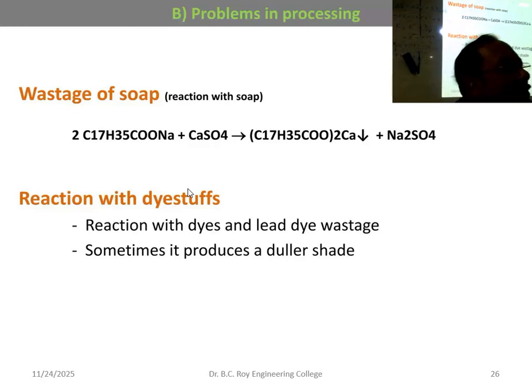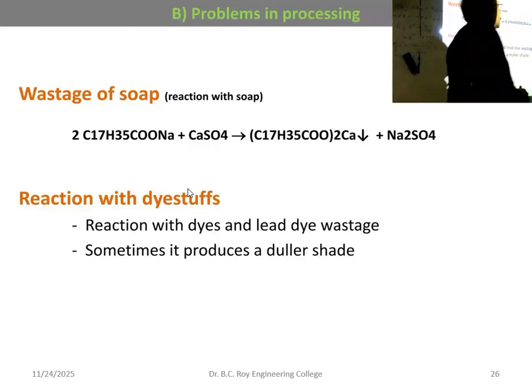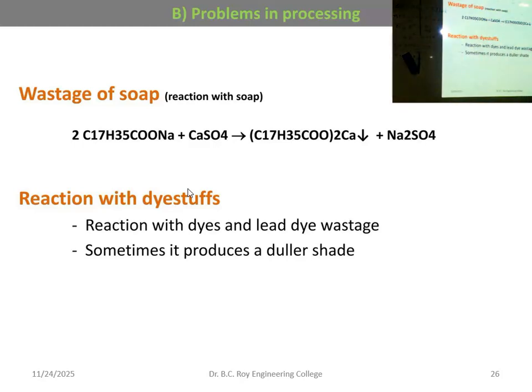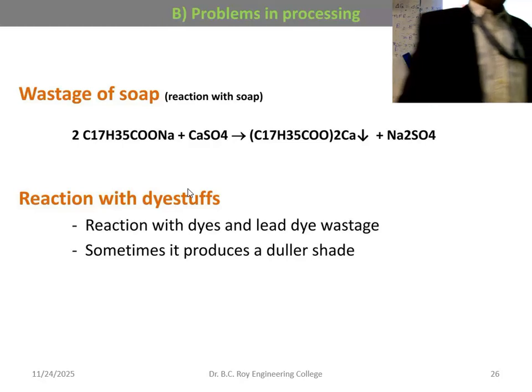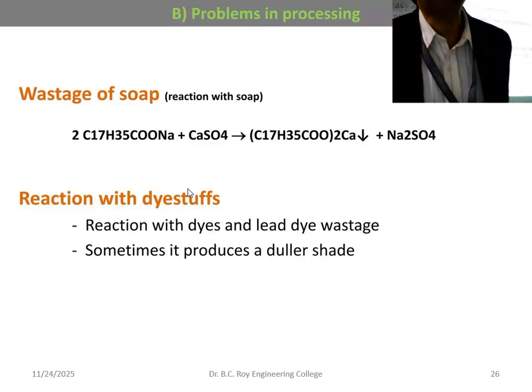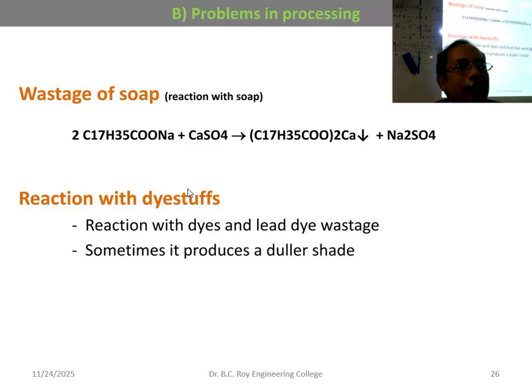It is called micelle formation. Micelle formation is something like this. Suppose there is a dirt particle. That property will be there if there is a long chain. Otherwise, it cannot clean the dirt. That's why soap is always made from a very long chain.